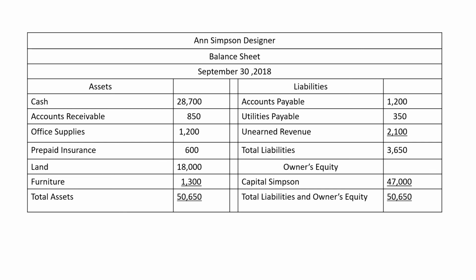Then we list owner's equity. The capital for Simpson, we determined on that prior statement, the statement of owner's equity, $47,000. Add your total liabilities to your owner's equity, $50,650. Assets equal liabilities and owner's equity. So just another review of those financial statements. You want to keep reviewing them and reviewing them and reviewing them because they don't go away.